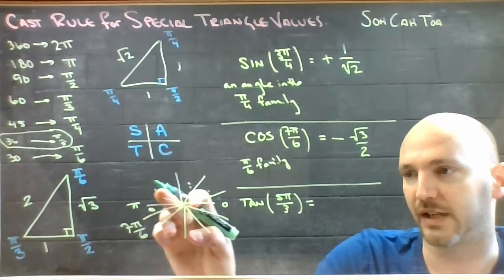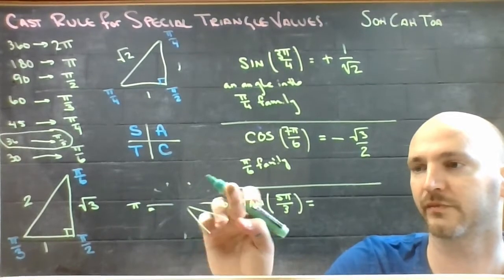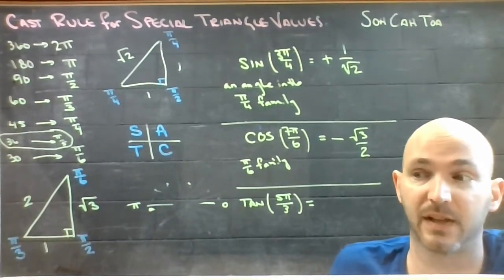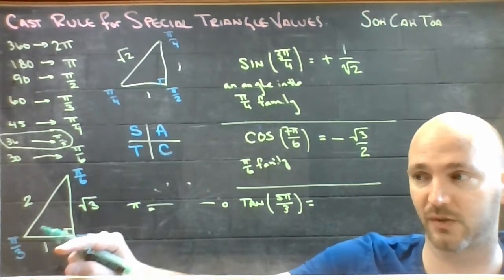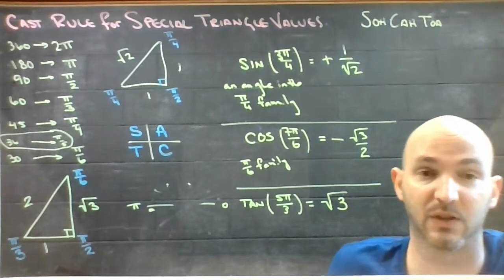So I'm going to need a new diagram here. And I'm going to see that this one is in the pi over 3 family. So I find that. Here it is, pi over 3. Tan is opposite over adjacent, which gives me root 3 over 1. I'm just going to call that root 3.